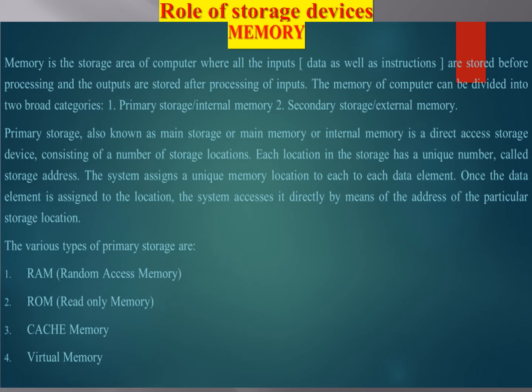consisting of a number of storage locations. Each location in the storage has a unique number called the storage address. The system assigns a unique memory location to each data element. Once the data element is assigned to the location, the system accesses it directly by means of the address of the particular storage location. The various types of primary storage are RAM, random access memory, ROM, read-only memory, cache memory, and virtual memory.